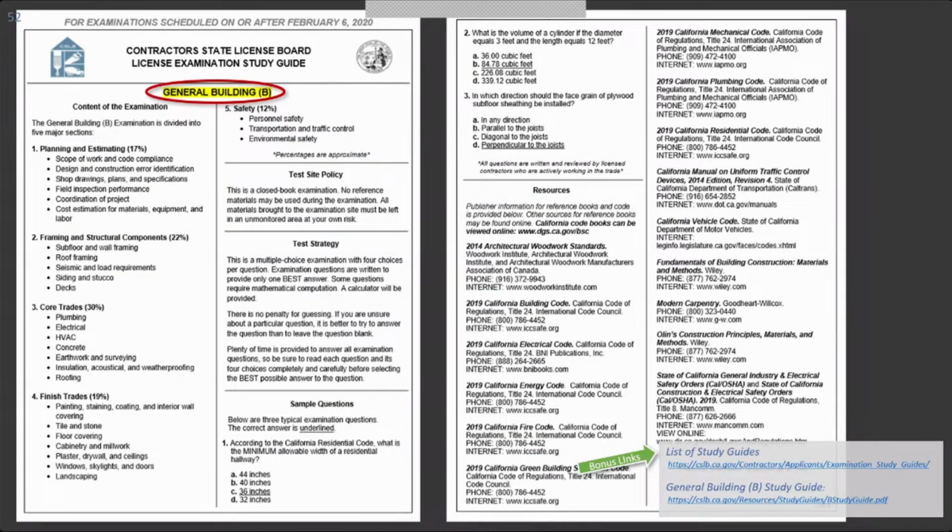We would recommend that you really pay attention to the exam content here, especially how we have broken down what percentage of questions there will be on each of the 5 topics on the screen. On the lower right of both of these 2 slides, you'll see bonus links to the actual study guide, as well as a link to the complete list of study guides.